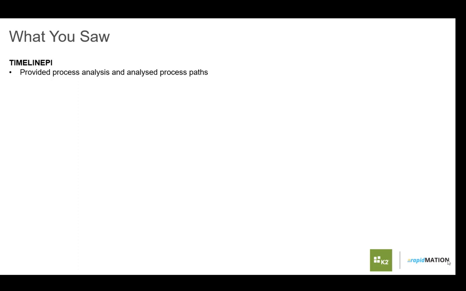So just in summary, what you saw there is we started off with a tool called Timeline PI, which provided us the process analysis, and it analyzed the different process paths of the accounts payable process. What that allowed us to do is see which parts of the process we were going to automate or where we were going to start the automations. The next part is we used Abby, that Flexi Capture for Invoices tool, which allowed us to do a few different things on that invoice.